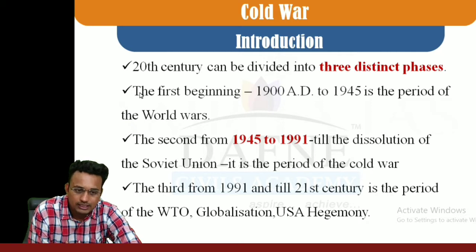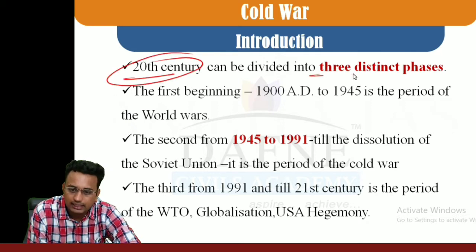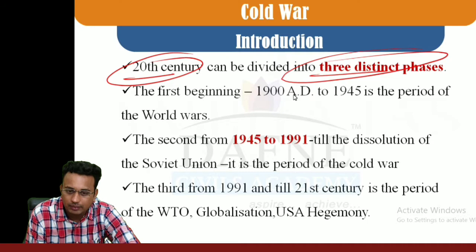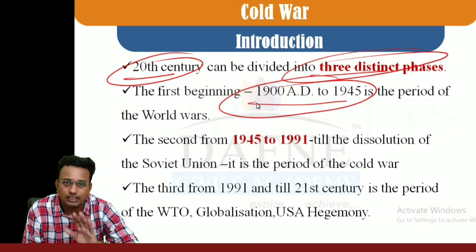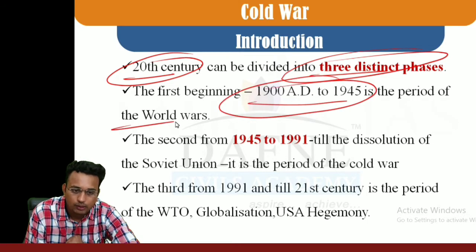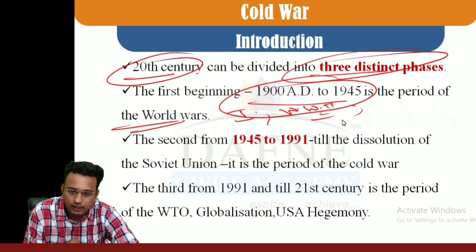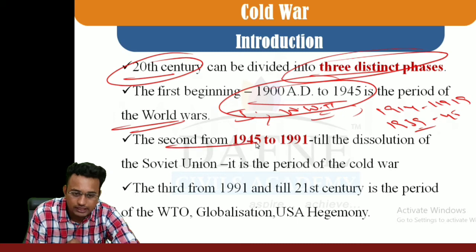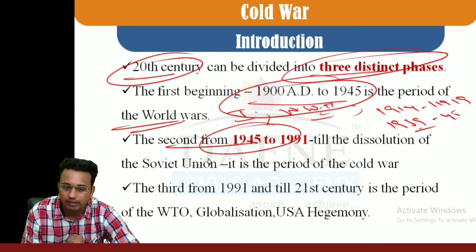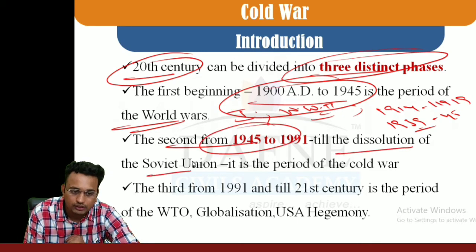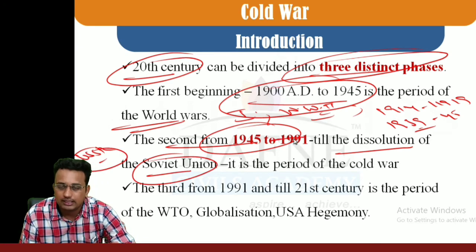So the 20th century, if you see, can be divided into three distinct phases. The first phase, from 1900 to 1945, where we have witnessed the two wars, World War I and World War II: one from 14 till 19, then 39 till 45. The second phase is from 45 till 1991, where you have the dissolution of the Soviet Union, the USSR disintegrated, and also the period of the Cold War.